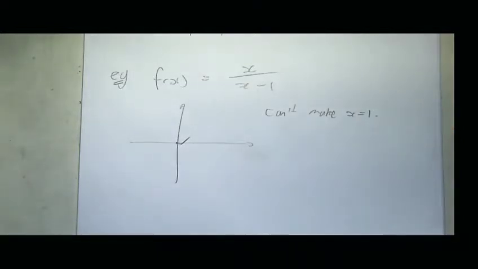Because for x to be equal to 1, I'd need x to be equal to x minus 1, which means 0 would have to be minus 1. That's not going to work. So therefore, that's the only thing I can't make. And I'll just check that by trying to draw this function. There's another way of making this work.